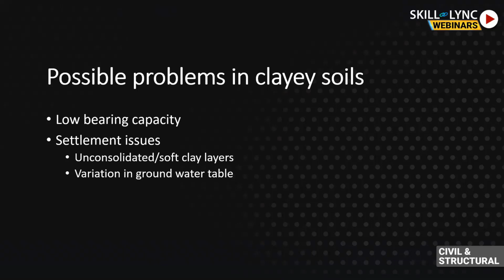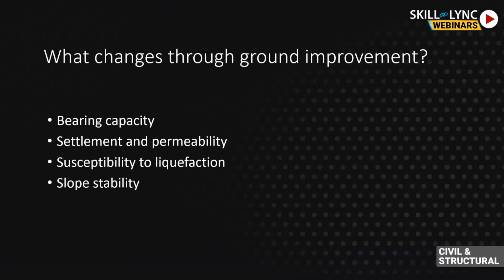Also, the variation in groundwater table can cause problems in clay soils. It is especially problematic in the case of expansive clays. As the water table rises, the expansive clay absorbs the water and swells up. As the water table retreats, that is in areas where there are huge rainy seasons followed by extreme summers, the water table falls during the summers, and then the expansive clay can shrink and cause settlement issues.